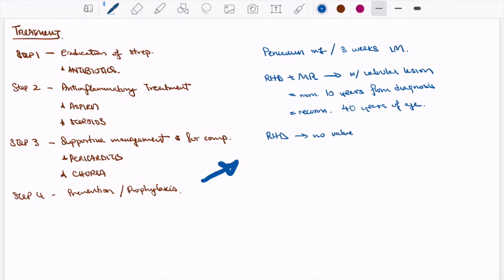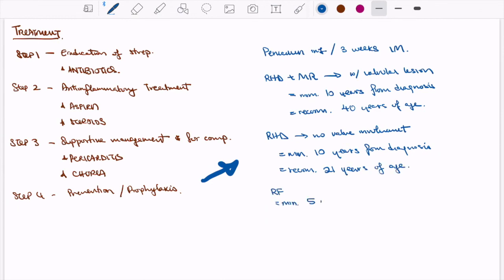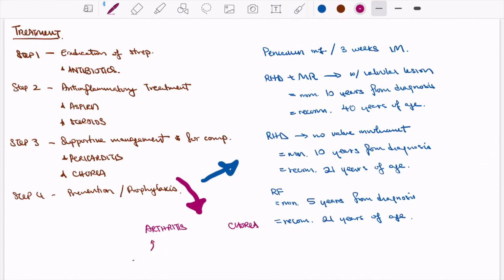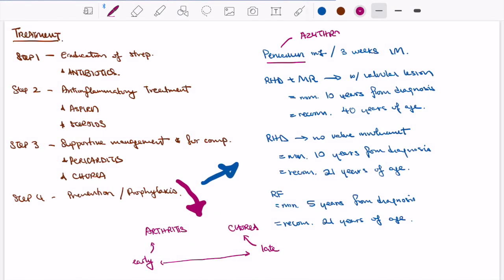Patients with rheumatic heart disease and no valvular involvement need a minimum of 10 years from the diagnosis up to 21 years of age. And for patients with rheumatic fever, it's a minimum of 5 years from diagnosis up to 21 years of age. A quick note with arthritis and chorea: arthritis is an early manifestation and chorea is a late manifestation. The occurrence of symptoms can help you estimate the timeline of the infection in your patient. If the patient is allergic to penicillin, erythromycin is preferred over sulfadiazine.